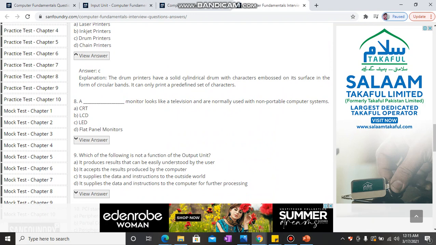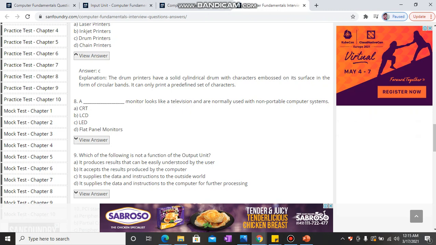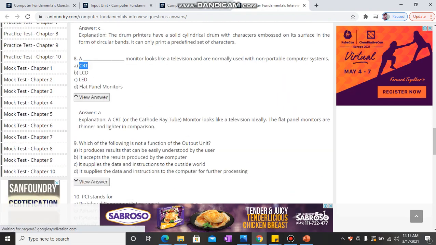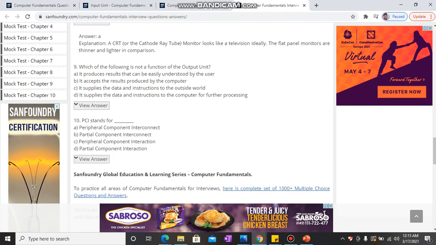It can print a defined set of characters. A monitor that looks like a television and is normally used for non-portable systems: the answer is A, cathode ray tube, as we have already talked about. A cathode ray tube monitor looks like a television. The flat panel monitors are thinner and lighter in comparison.